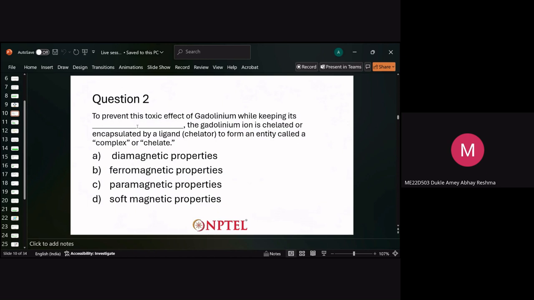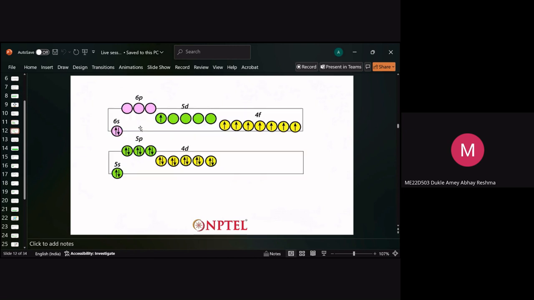Question number two: to prevent the toxic effects of gadolinium while keeping its dash, the gadolinium ion is chelated or encapsulated by a ligand to form an entity called a complex or a chelate. The options are diamagnetic properties, ferromagnetic properties, paramagnetic properties, soft magnetic properties. This is asking what kind of magnetic behavior gadolinium shows. It shows paramagnetic properties because, as we studied last time, it has seven unpaired electrons in the 4f orbital. So, because of that, it shows paramagnetic properties.